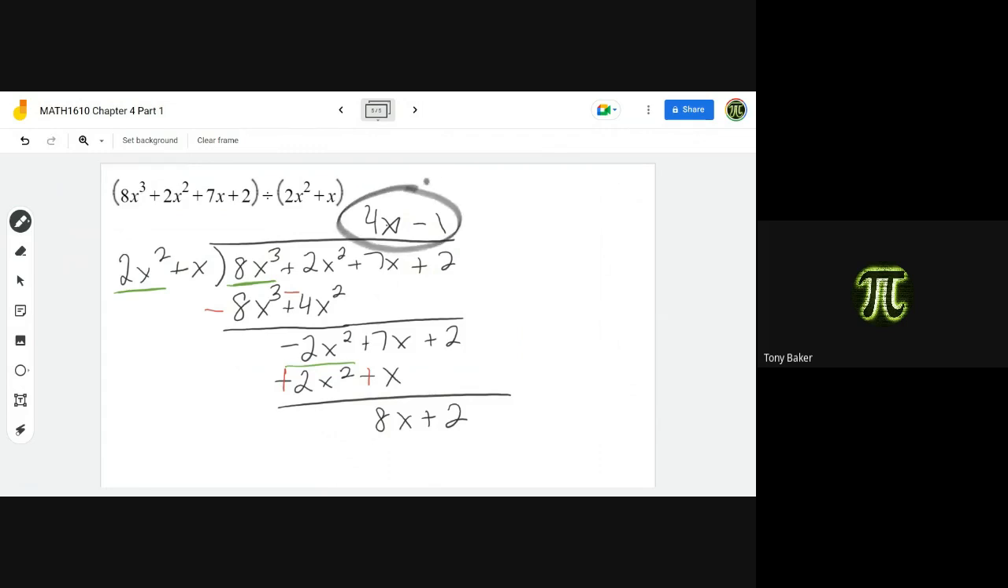And this one, that's your quotient, and that's your remainder. So your remainder can have x's in it. That's possible, especially when you're not dealing with a linear divisor.